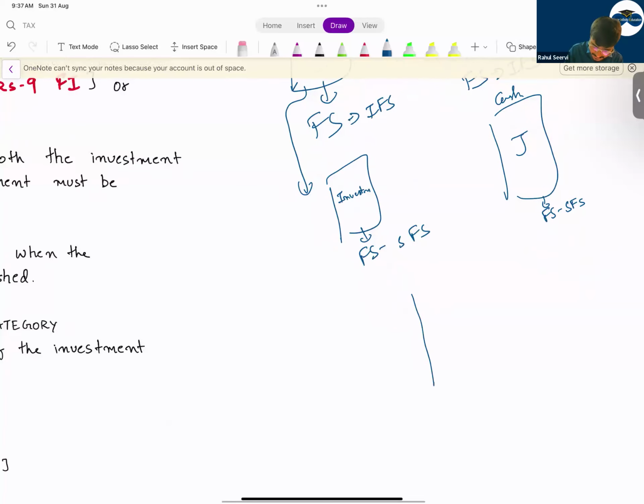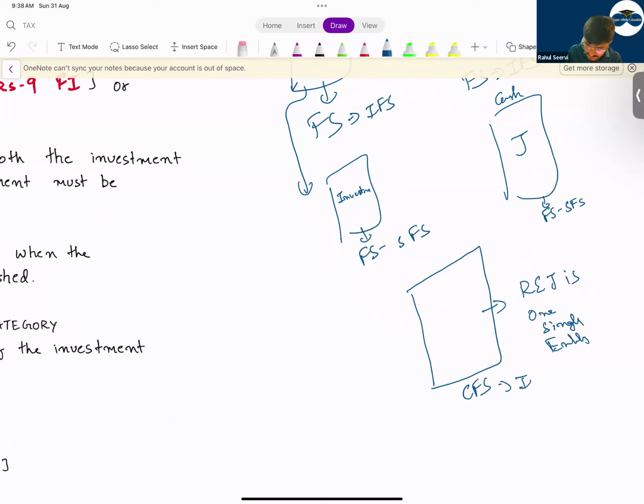Then Reliance company will prepare what is known as consolidated financial statements, assuming that Reliance and Jio are one single entity. So for this you follow IFRS 3 and IFRS 10. In separate financial statements, we follow IAS 27. So now, why will the company do consolidation?